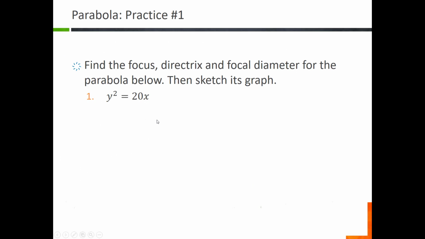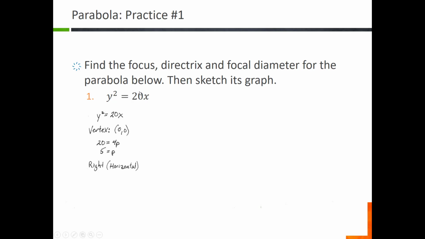All right, let's try another simpler one. Y squared equals 20x. So just from the equation, the things that we should be able to figure out is the vertex. Since there's no h and k, the vertex is (0, 0). To figure out p, we're going to look at the number in front of x. So this is 20. And in the generic formula, this is a 4p. So I know that 20 has to equal 4p. You divide by 4 and you get p is equal to 5.